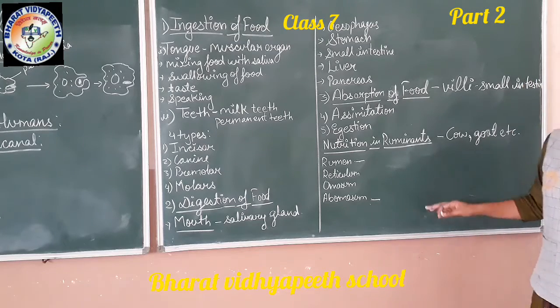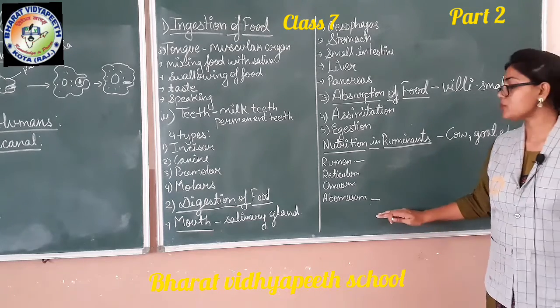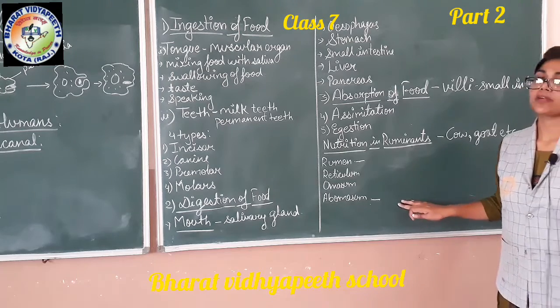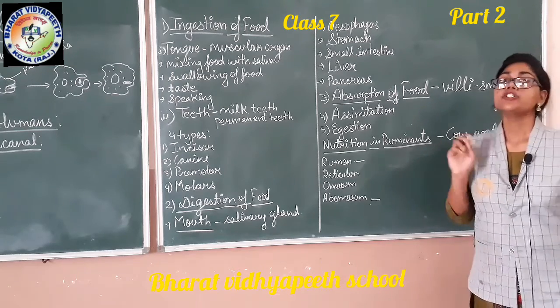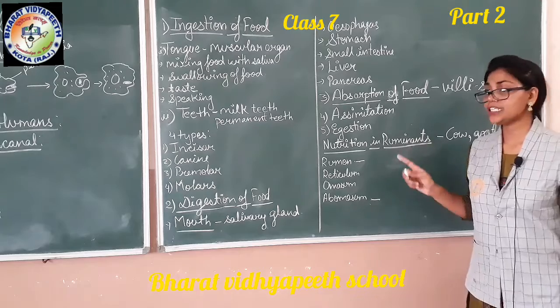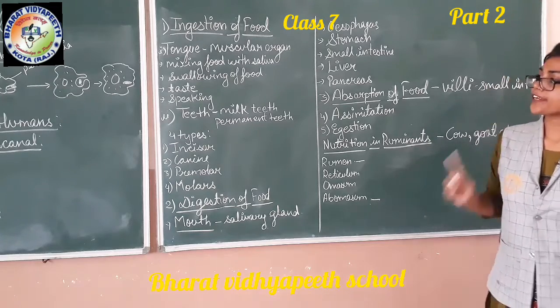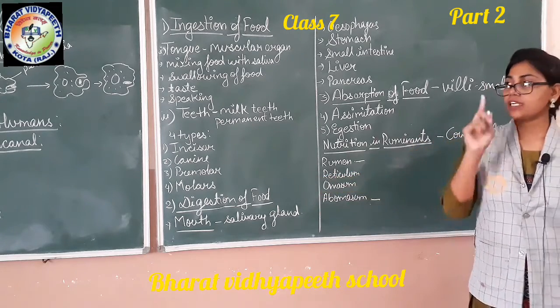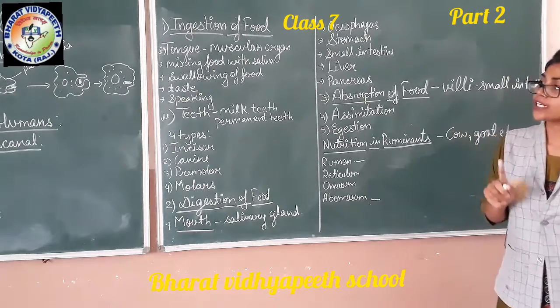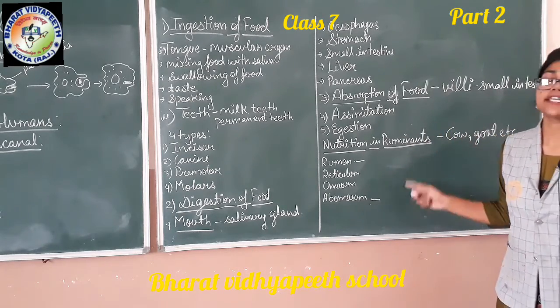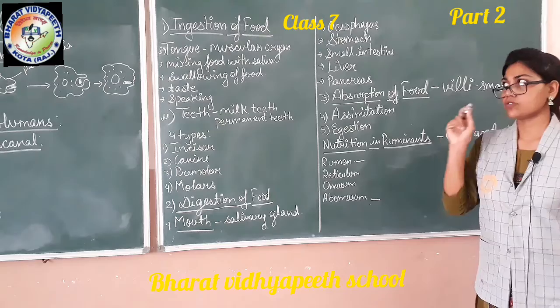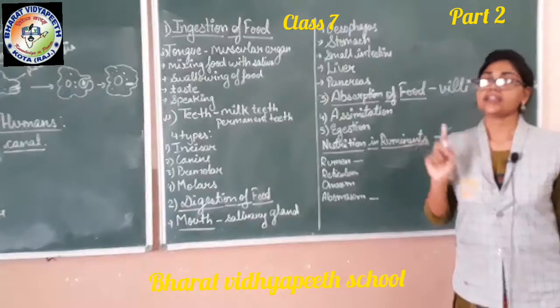And after this, our second chapter has been completed. In the second chapter we have read about nutrition in amoeba, nutrition in humans, and nutrition in ruminants. You have to draw the diagram of the alimentary canal that has been given in your book. You have to draw the diagram and write all this in your notebook, so that you can read it later and understand everything.